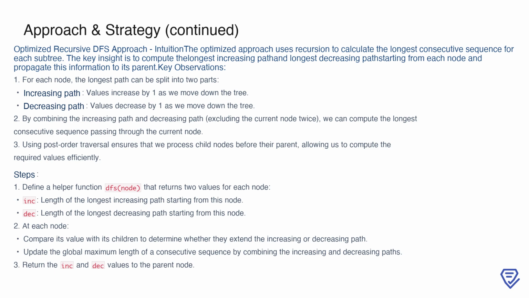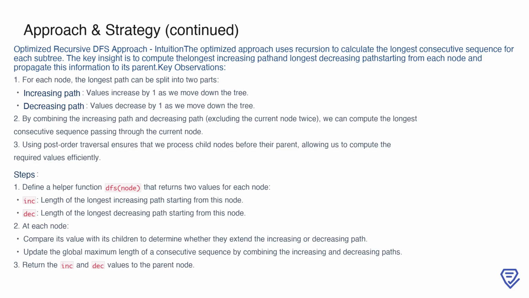The key insight here is that instead of exploring all paths naively, we can compute the longest consecutive sequence by focusing on each subtree independently. For each node, we calculate 2 key values, the longest increasing path and the longest decreasing path that start at that node. By combining these 2 paths, we can determine the longest sequence that passes through the node. This is achieved efficiently through post-order traversal, where we process child nodes before their parent. The process involves defining a helper function, DFS(node), which computes 2 values, inc, the length of the longest increasing path, and dec, the length of the longest decreasing path starting from the node.